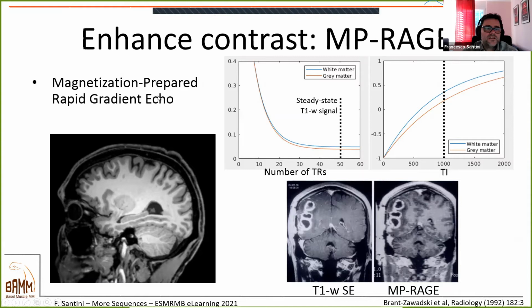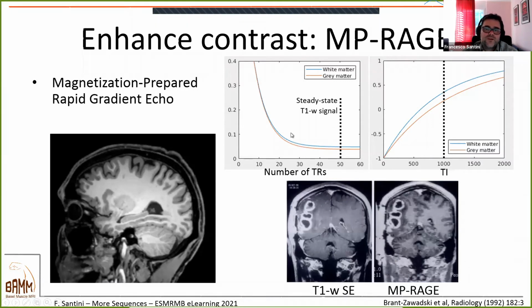So the goal here is to have a T1 weighted image of the brain. And this is the goal that we want to obtain. And we are mostly interested in this very, very nice contrast between the white matter and the gray matter. This is a T1 weighted contrast. So the white matter is bright and the gray matter is dark.